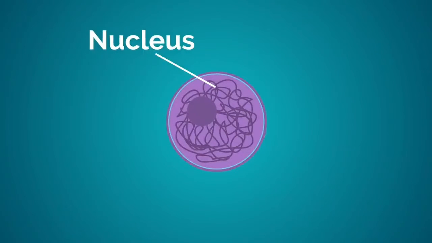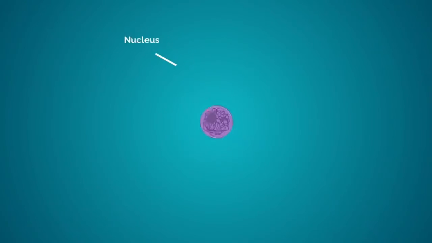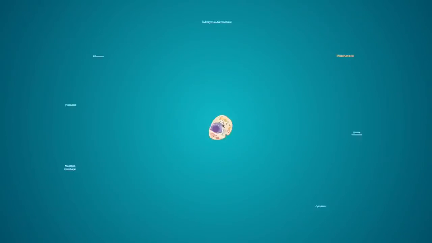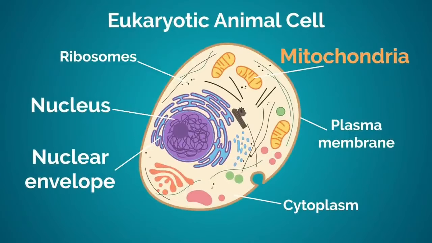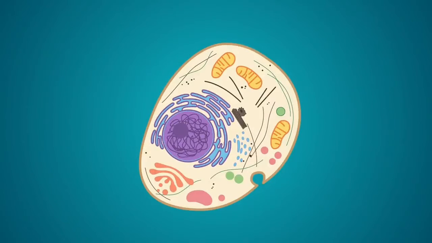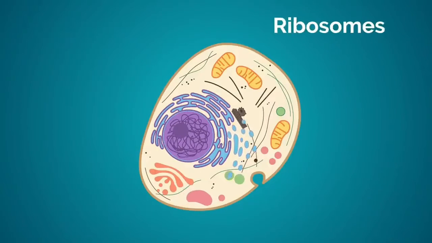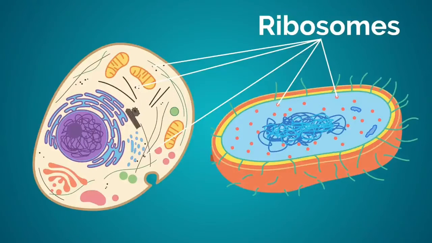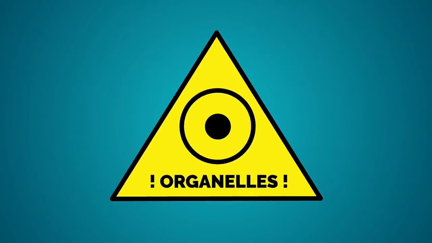So the nucleus is a key factor in identifying whether a cell is prokaryotic or eukaryotic, but also the other organelles are too. Organelles are tiny structures within the cytoplasm that perform specific jobs, like the energy-providing mitochondria in the animal cell. Eukaryotic cells contain lots of different organelles, whereas ribosomes are the only organelles found in prokaryotic cells. Ribosomes are where proteins are made.